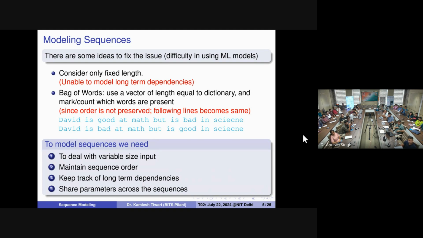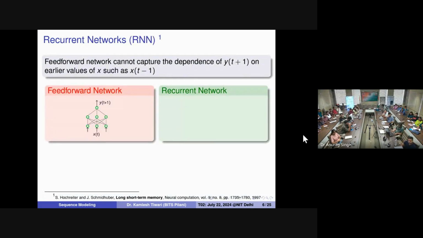So you see the problem. We have to deal with the variable size of input. We have to maintain the sequence order, keep track of the long-term dependencies, and share the parameters across the sequences. For that, sir has talked about that we actually have a very interesting architecture. That's called the RNN, because we're going to teach this part today. So RNN, you are going to see this in your lab.